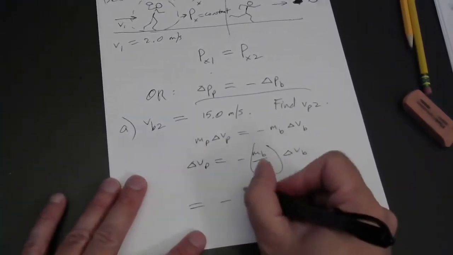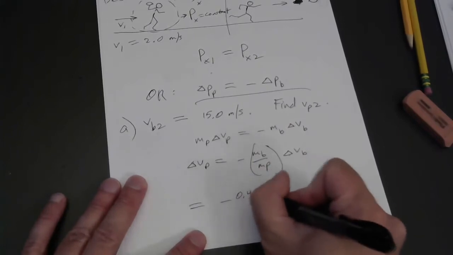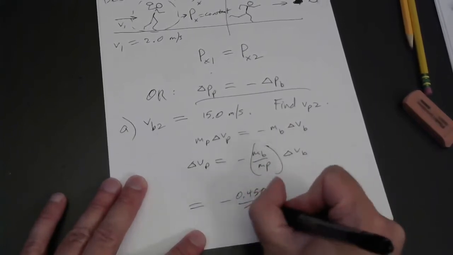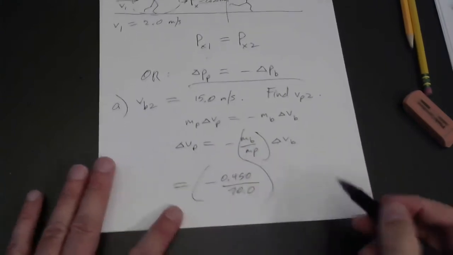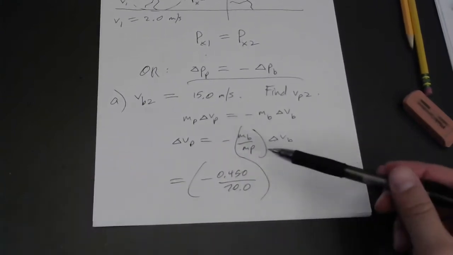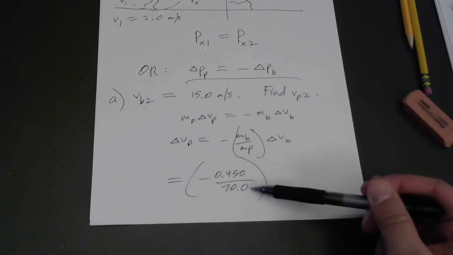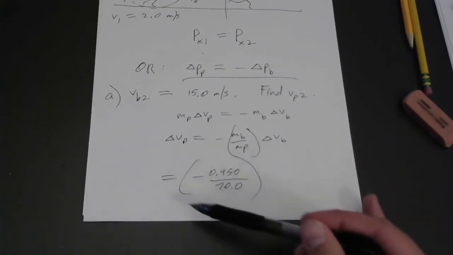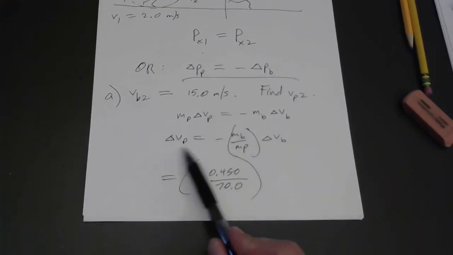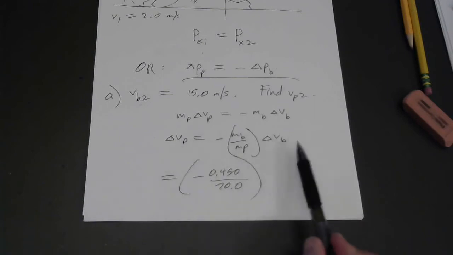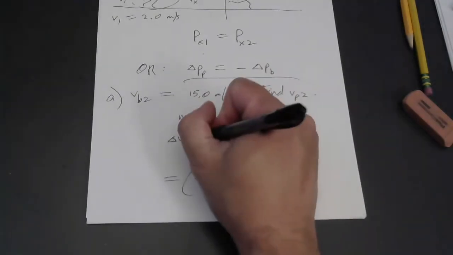Okay, well, the ball's mass is a piddly 0.45. Compare that to 70. And we already see something that makes sense. Because the person is so much more massive than the ball, this ratio is considerably less than 1. That means the player's change in velocity will be much less than the ball's change in velocity.